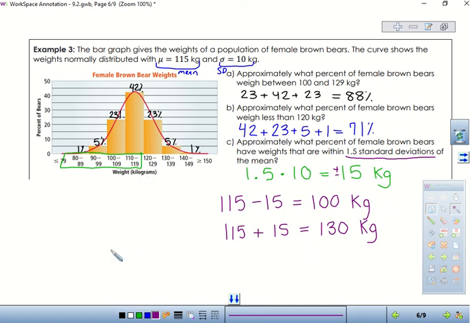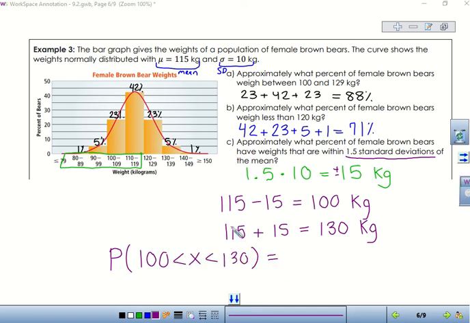So basically we want to find the probability that a bear falls between 100 and 130 as a weight. So we're going to add up those categories. That's basically going to be these three in the middle. Now you're not going to add in this one because this one is 130 to 139, which is excluded. So that's going to be 23 plus 42 plus 23, which is equal to 88%.